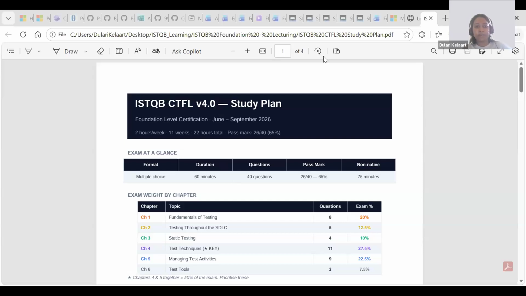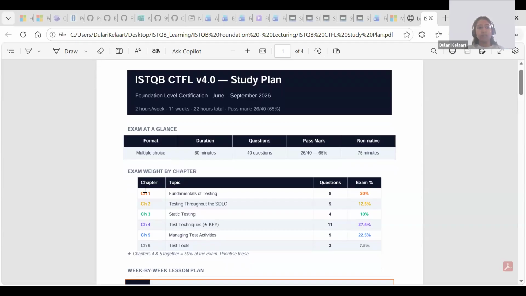All right, so this is the study plan that we have prepared. When it comes to the examination, we all come under the non-native English category. So we'll have 75 minutes, and this is an MCQ paper. But don't think you can just randomly select answers, that it's going to be as easy as the A levels or O levels MCQs we've been doing. No, it's not like that.